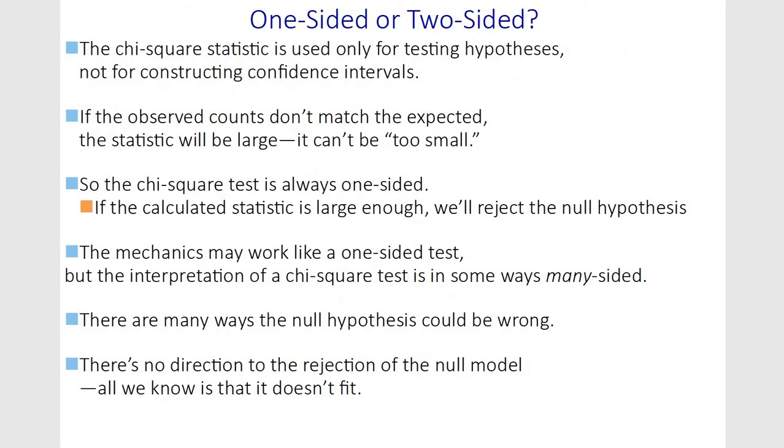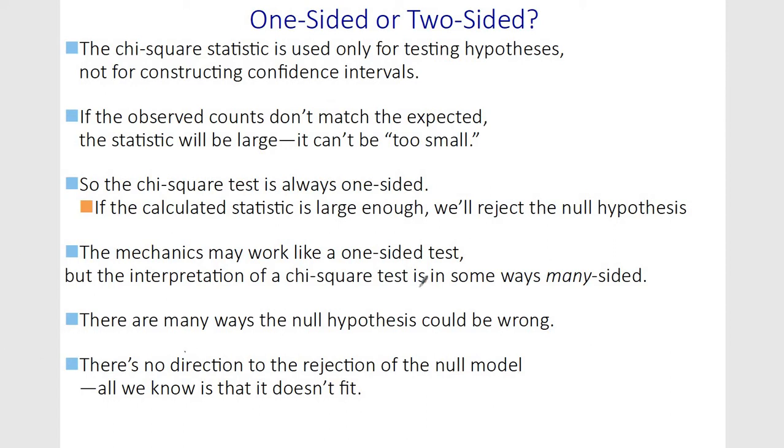With a chi-square, you get the question one-sided or two-sided. Well, we don't use it for confidence intervals. It's only used for testing hypotheses. If the observed counts don't match the expected, the statistic will be large. It can't be too small, so that chi-square is always one-sided because of that. If the stat's large enough, we'll reject the null. That's what we're looking at.